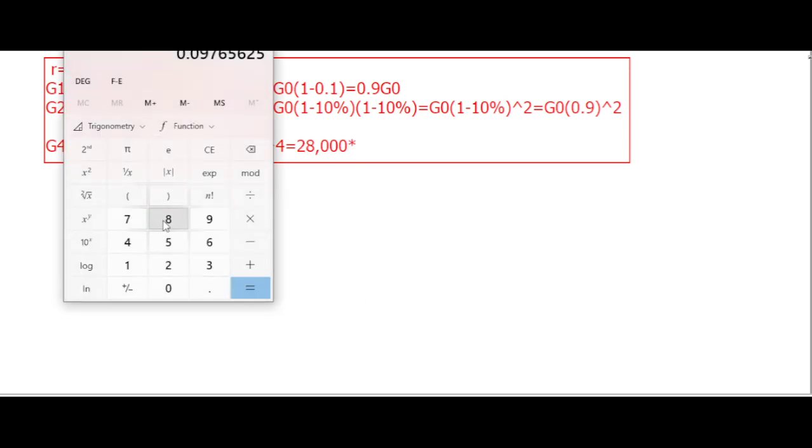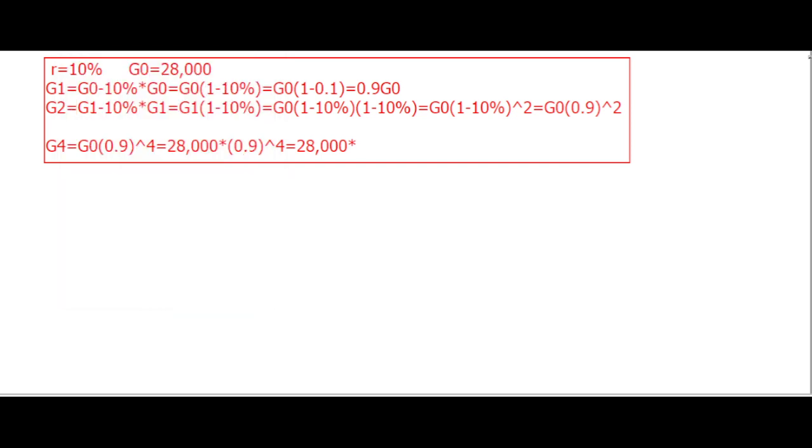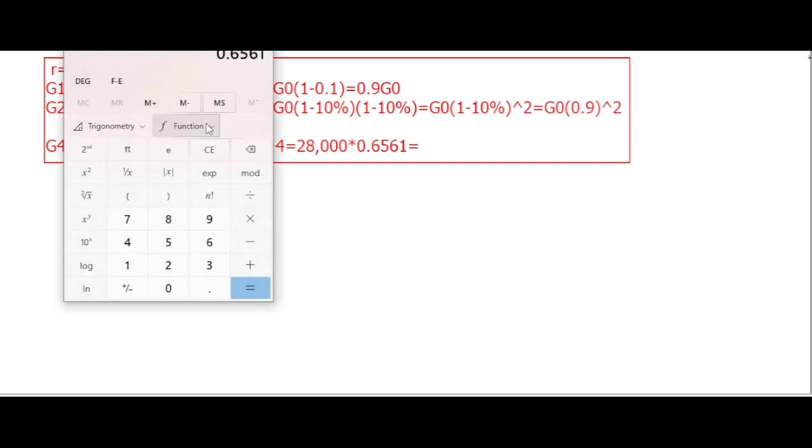Let's calculate here. 0.9 to the power of 4 is equal to 0.6561. Let's multiply this by 28,000, which is equal to 18,370.8.